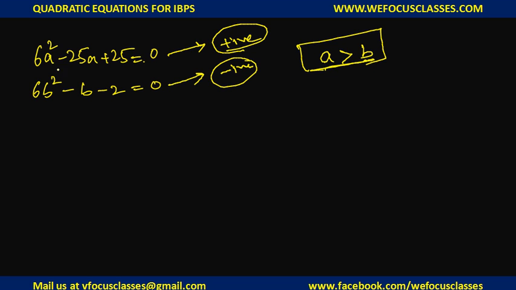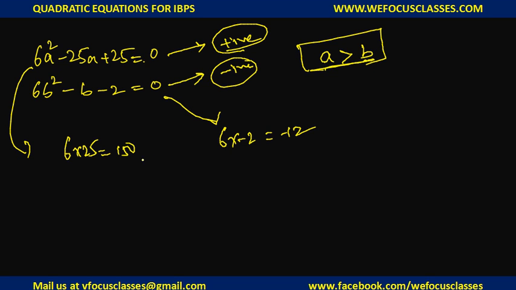Fine friends, what is given? 6a square minus 25a plus 25 is equal to 0. For this, if you multiply 6 into 25, you will get 150. And for the other, if you multiply 6 into minus 2, you will get minus 12. So the numbers are 15 and 10. Add them, you will get 25. You need to get minus 25, so these factors are minus and minus.